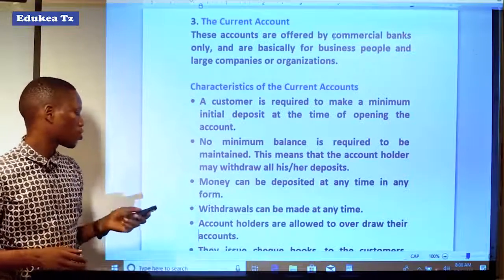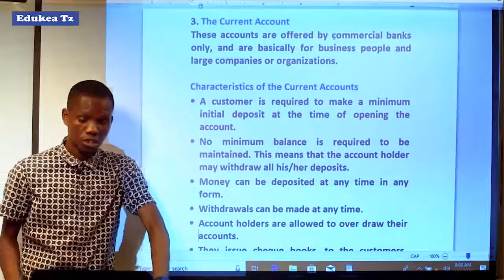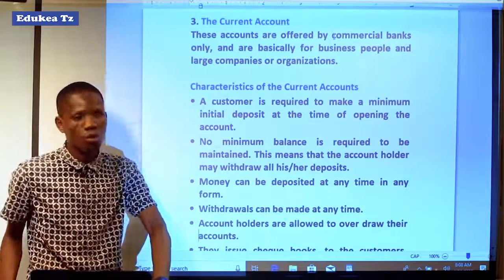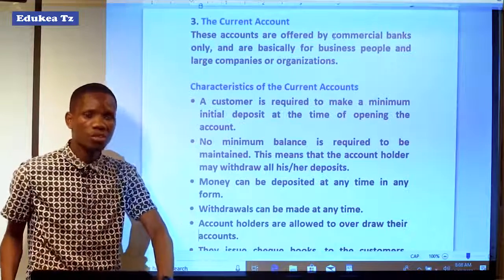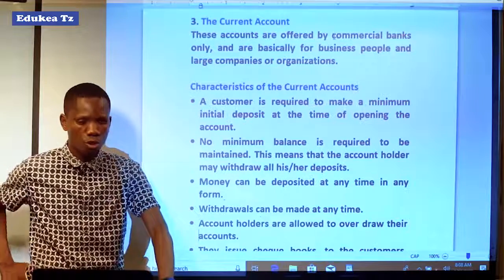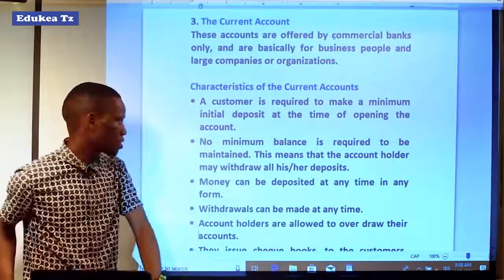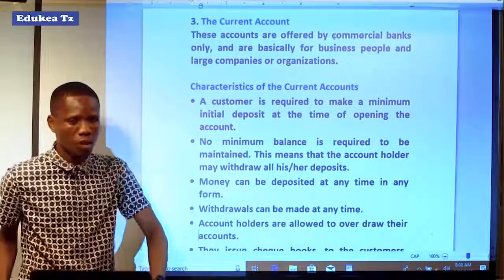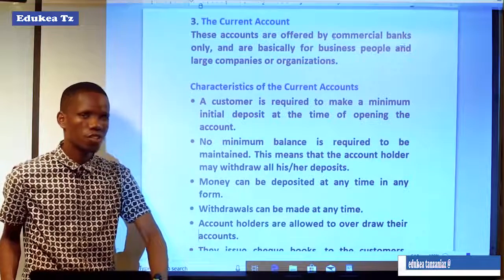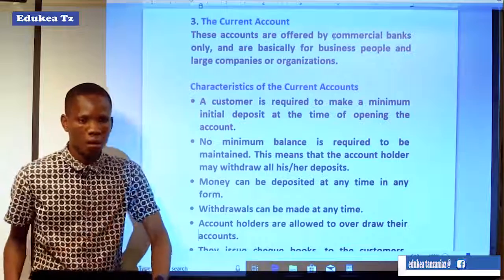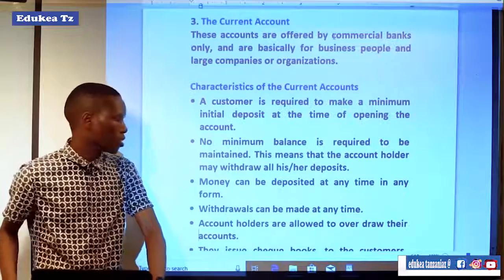This means that the account holder may withdraw all his or her deposit. So in this type of account, the account holder is able to withdraw all his or her deposit. It means there are no restrictions. Maybe a certain amount of money is required to be retained in the account to keep it active, as we have seen in the fixed deposit account and in savings accounts opened within these commercial banks in East Africa and in other areas of the world.